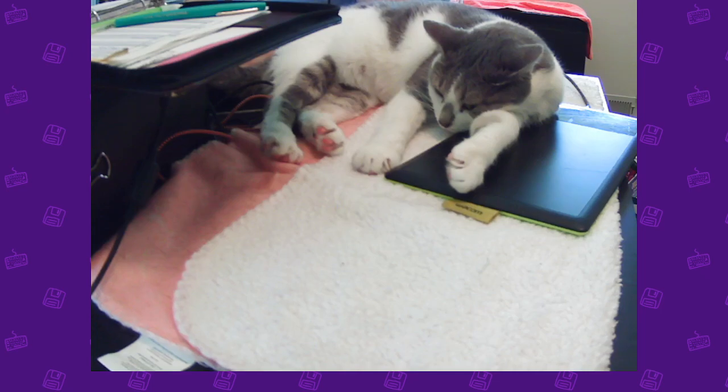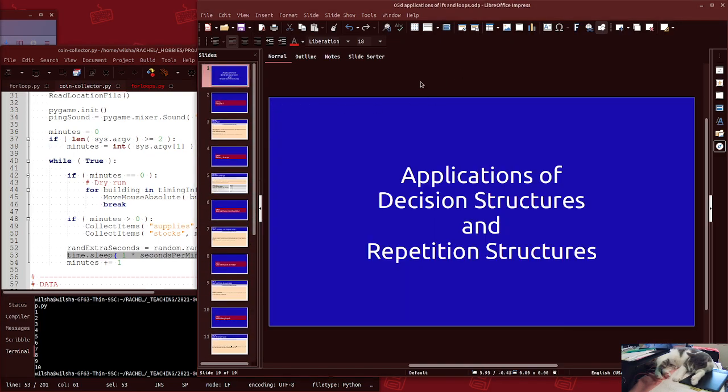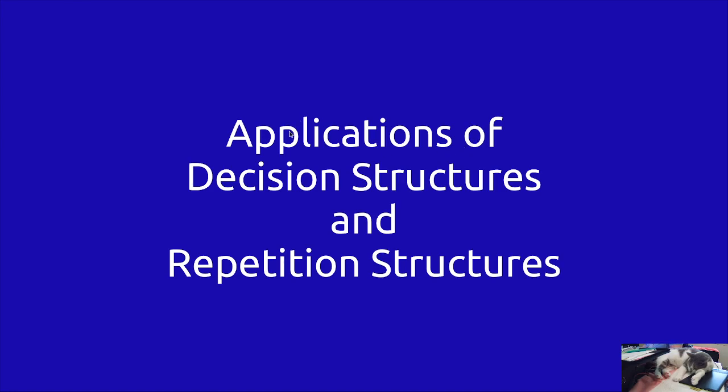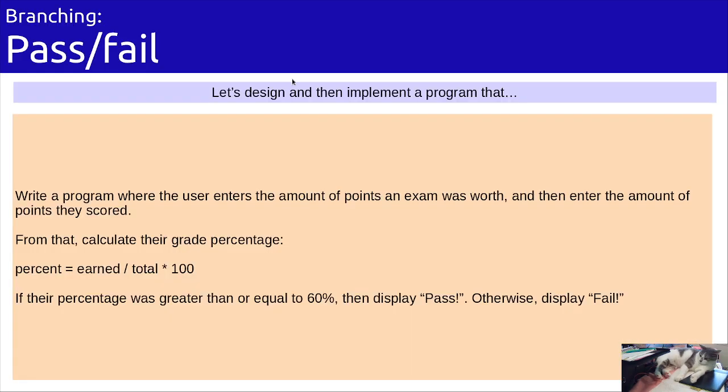Okay, let's practice writing some programs that use Python. We will go through the design process and the implementation process. So, first, let's write a small program that is a pass-fail. It displays if you passed or failed a test.